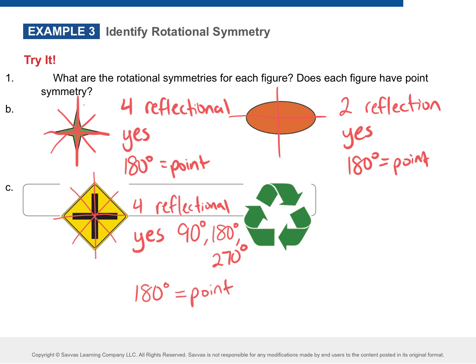That last one, kind of tricky. Does it have reflectional symmetry? If I draw in a vertical line here, what throws it off? The arrows throw it off, right? So this has no reflectional symmetry.